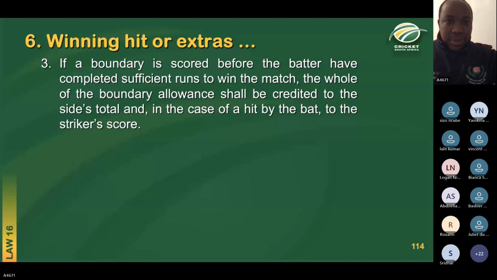So the key there is that if only 1 run is needed to win the game and the single is completed before the ball crosses the boundary, then the single will be added to both the team score and the batter's score. But if the batters do not complete that single, then the boundary will be added to the team score as well as the striker's score.